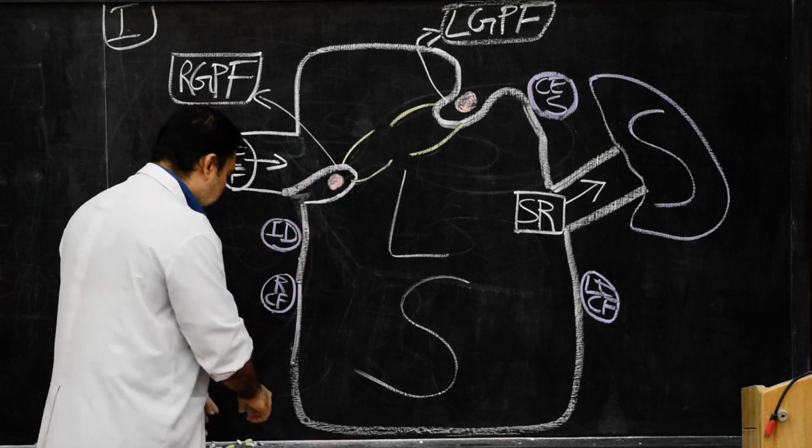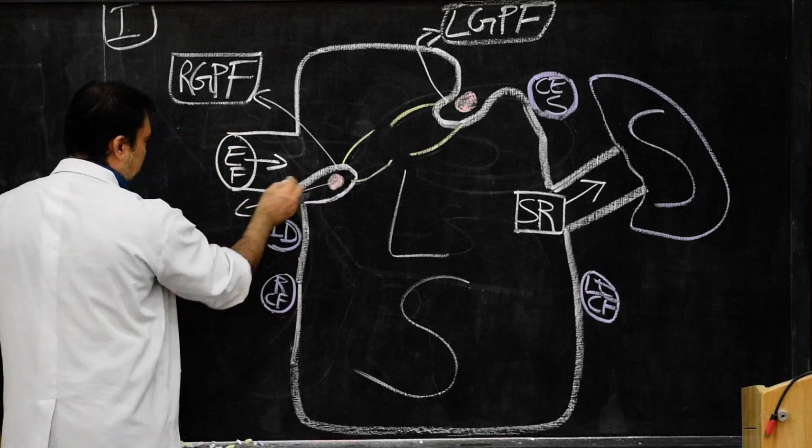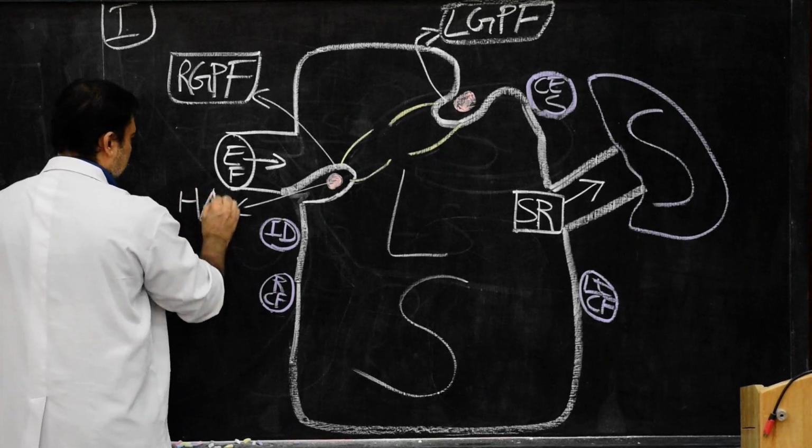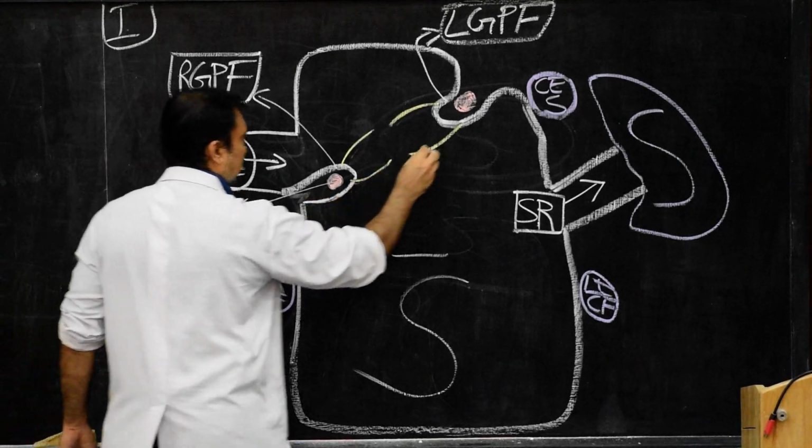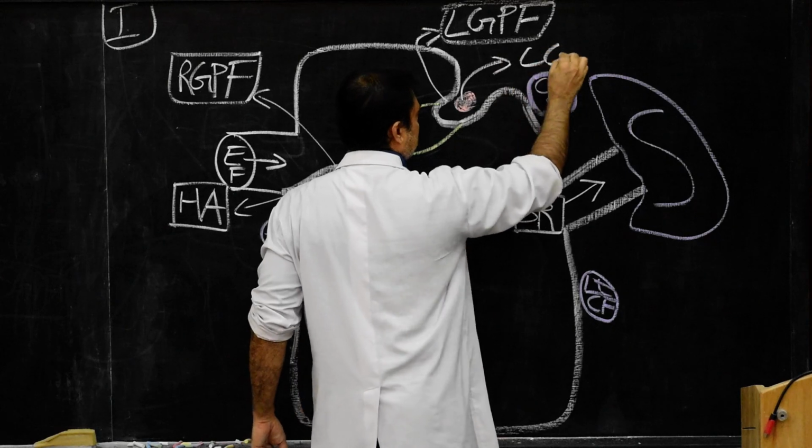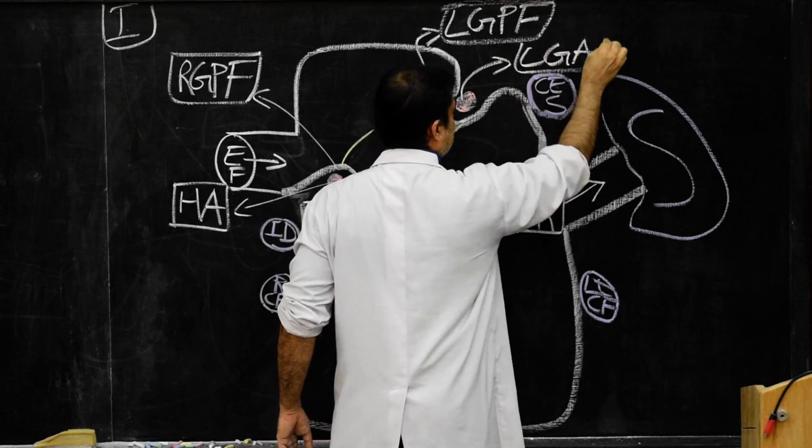Please note down these two arteries, and you have to mark also this one will be the hepatic artery. Please mark it, and this will complete the diagram, and this is the left gastric artery. Here we complete this diagram.